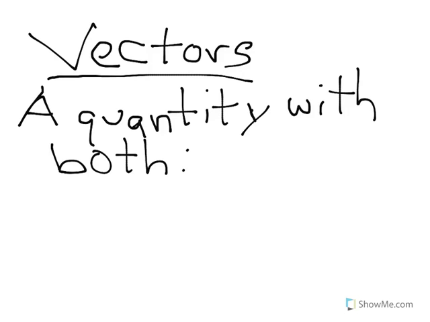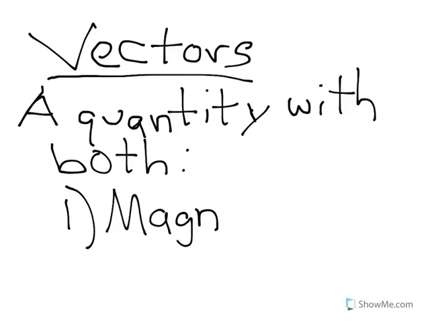Okay, physics class, let's talk about vectors quickly here and cover some important ideas. A vector is a quantity that has both what? Two things. The first thing is it has magnitude. Now, scalars also have magnitude. So what is magnitude? Well, another word for magnitude would be value.